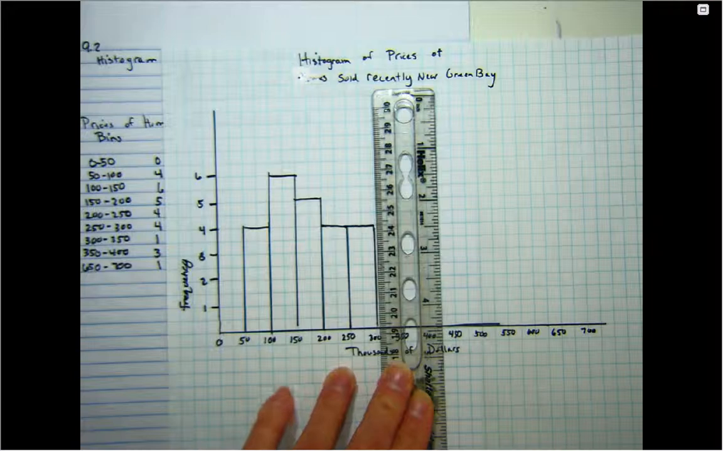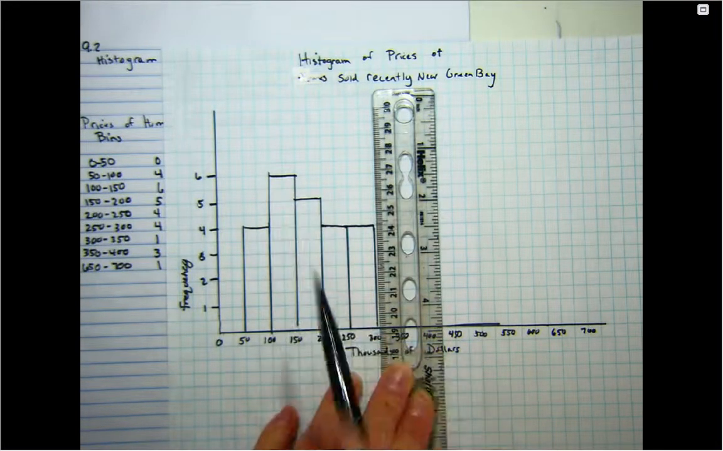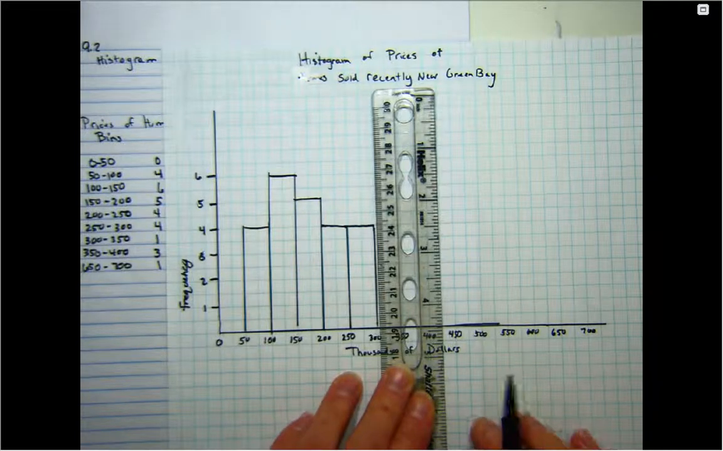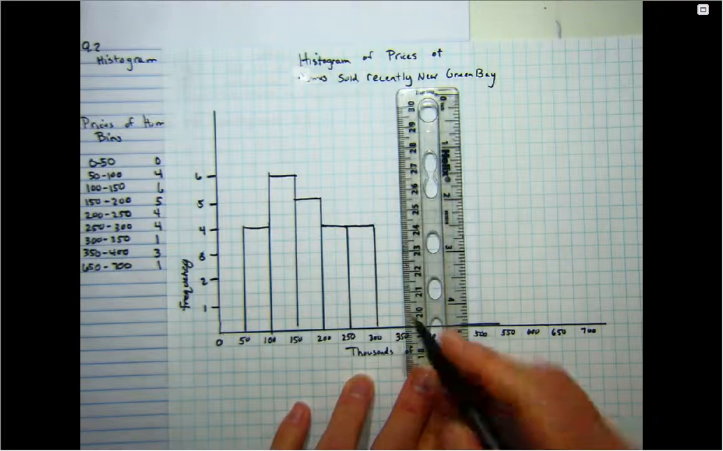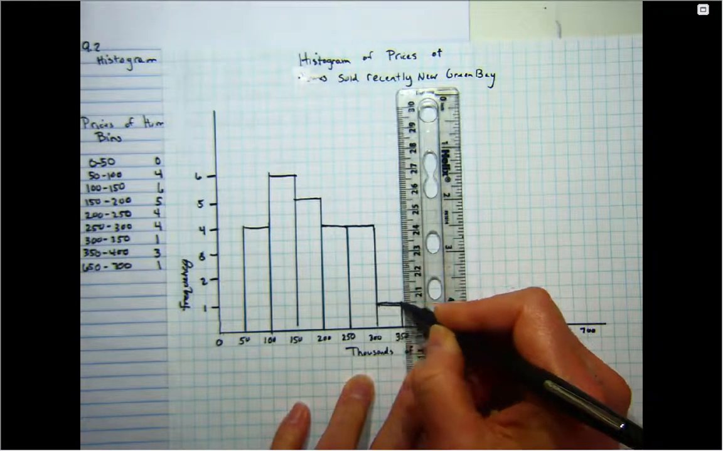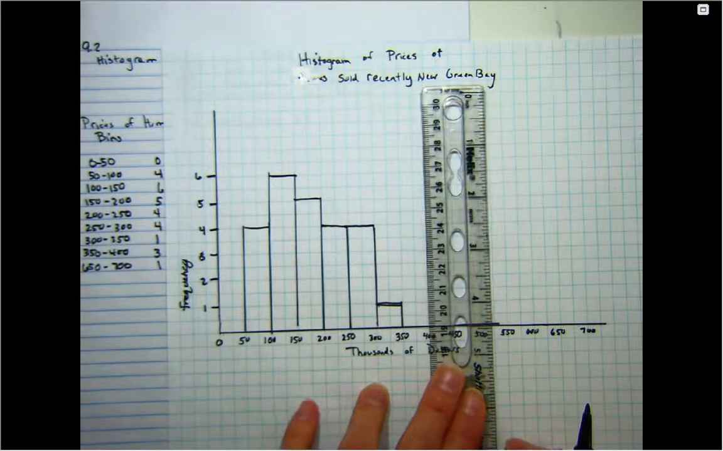Sometimes people actually put the number on the top too, like put a little 4 on the top of each of these and 5 and 6. If you're in the hundreds, it's nice to do that. If you have hundreds of frequency, it's nice to have that number. 300 to 350, 1. 350 to 400, 3.